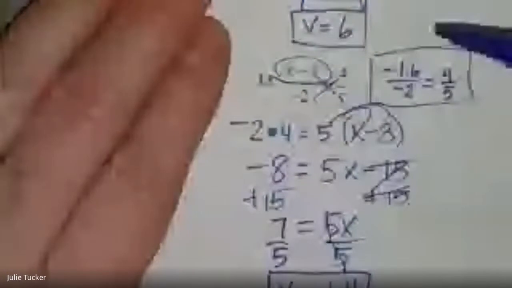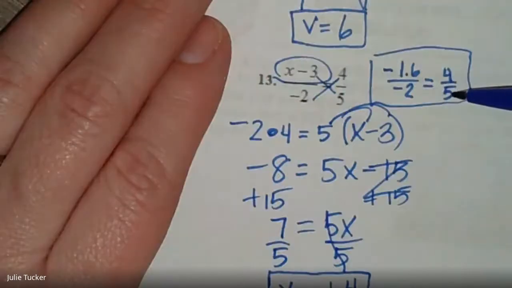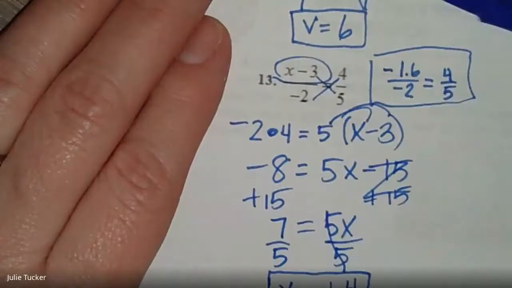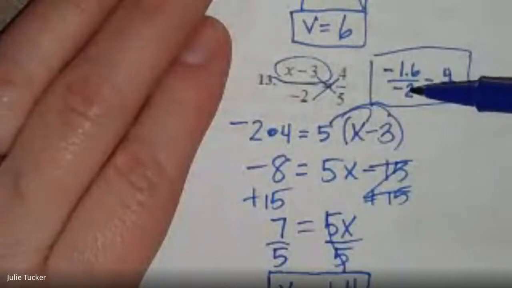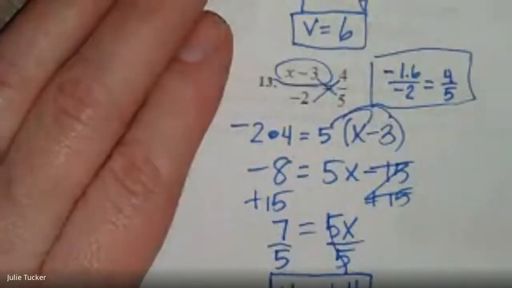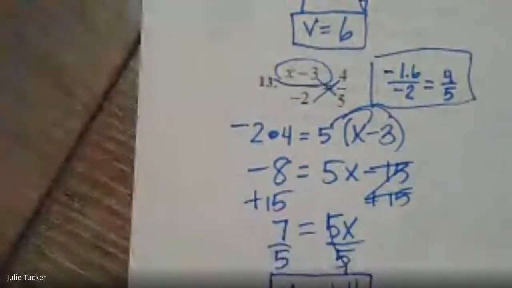Hold on, because look, isn't 4 a little bit smaller than 5? Yeah. And 1.6 is a little bit less than 2. Yeah. So it actually does make sense. It makes a lot of sense. It's just a little bit confusing having the decimals. Okay, let's look at number 14.